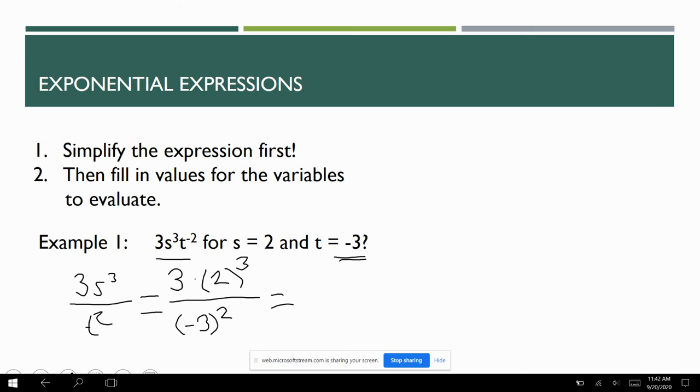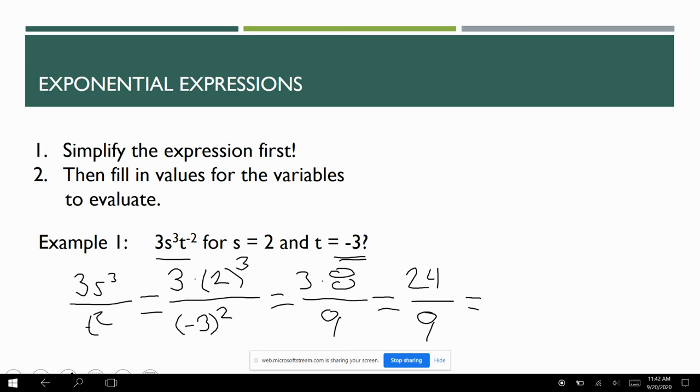So now we simplify our numerator and our denominator. Our exponents come first. So we have 3 times 2 cubed. 2 cubed is going to be 8, over negative 3 squared, which is going to be a positive 9. Make sure when you put it in your calculator, it is in parentheses. 8 times 3 is 24, so we have 24 over 9.